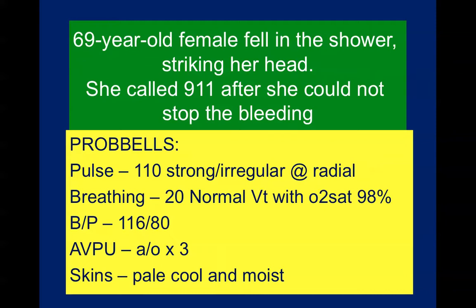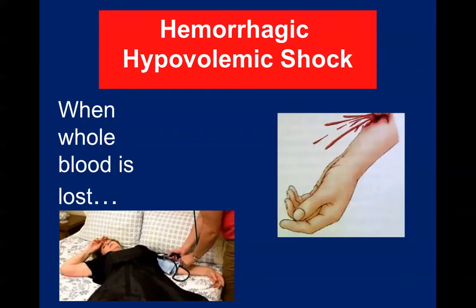Her skin is pale, cool, and moist, so that means she's probably releasing some epinephrine, so she's probably in some stage of shock here. She's been losing whole red blood from the laceration to the back of her head. She is in what's called hemorrhagic hypovolemic shock. And this is when the person loses whole red blood. So it's kind of a twofold problem.